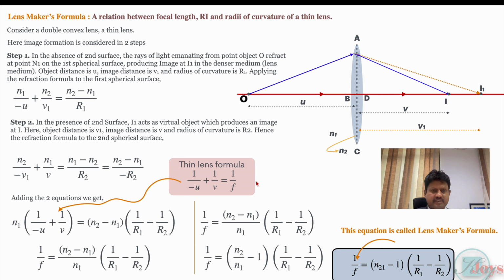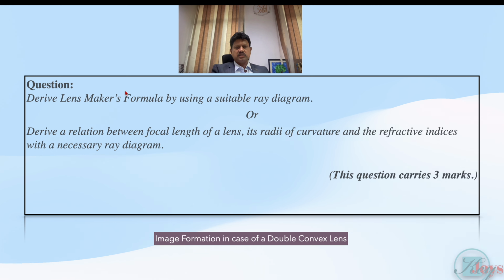With this, an add-on question will be there, either a short numerical or an expression for power or something like that, which will be for 2 marks. So totally a 5-mark question can be framed on this: derive lens maker's formula by using a suitable diagram, or relation between focal length of the lens, its radii of curvature and its refractive indices. This will be a 3-mark question, along with which a 2-mark question can be added for 5 marks totally.